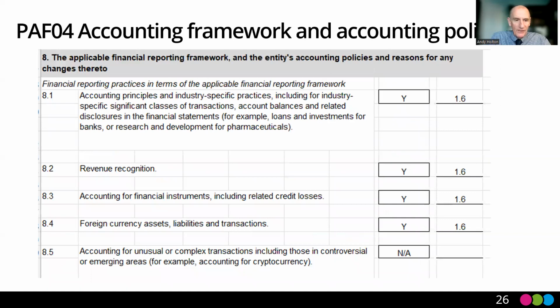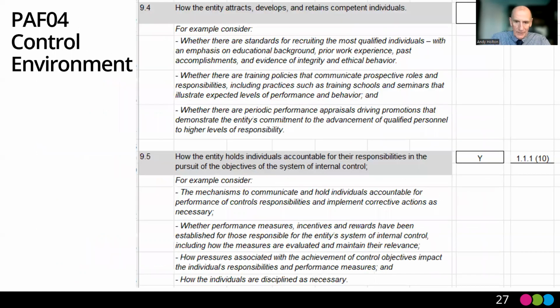And this is the same point here in relation to accounting framework and accounting policies. So again, you can see where we've got yes answers, we've got references to where that is dealt with. These are some of the additional questions dealing with the control environment. So again, you can see we've got yes answers and a reference, but also note that we've again included guidance from HKSA 315 on interpreting these questions. So as we've got new questions, what sort of things do we need to consider? Well, we've included guidance in the forms to help you with that.